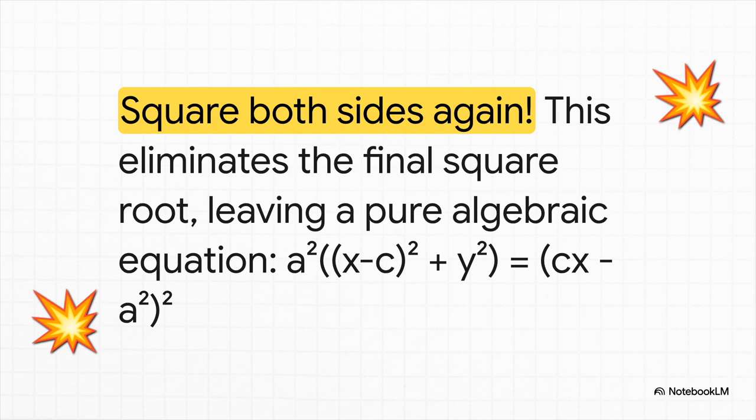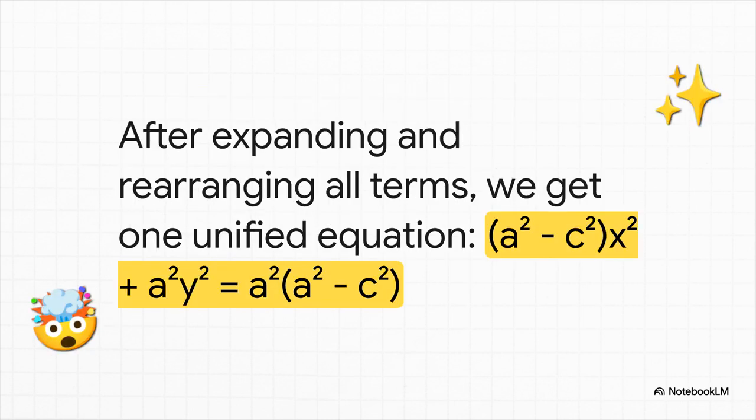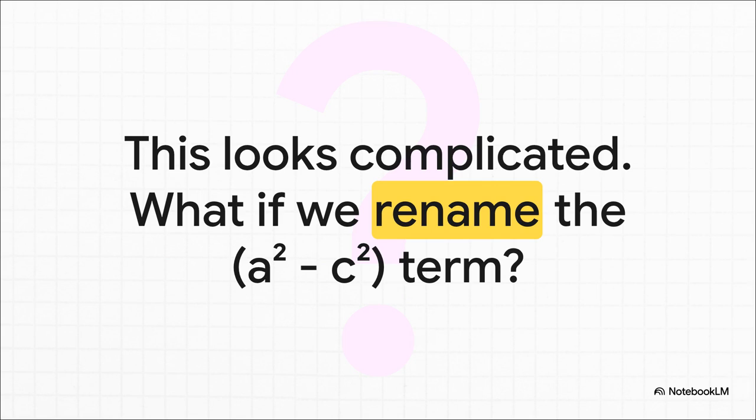Now, this is where the heavy lifting happens. We expand both sides out, then we very carefully gather all the x squared terms, all the y squared terms, and move the constants over to the other side. After all the algebraic dust settles, we get this one unified equation. I know, it looks complicated, but the secret to everything is hiding right there in that little term, a squared minus c squared. This is where it all comes together. That a squared minus c squared expression, it shows up on both sides of the equation.